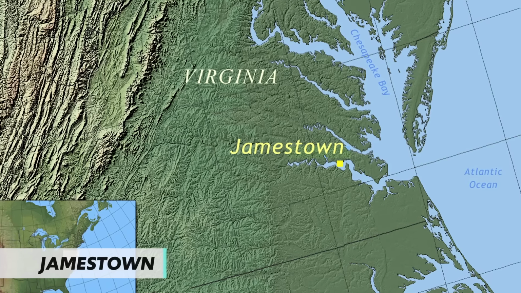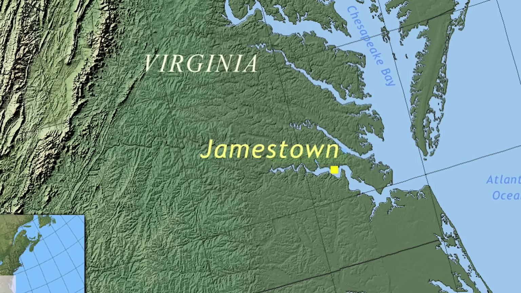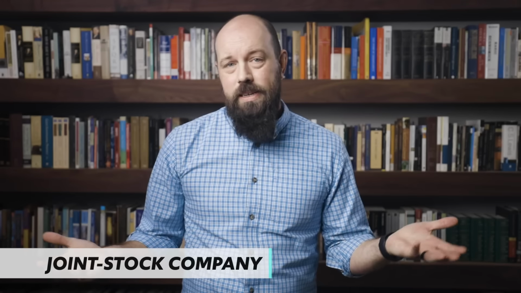So the first North American colony established by the British was Jamestown in 1607, and the establishment of Jamestown was financed by a new economic model of funding called a joint stock company. Now, this is kind of a big deal, so let me explain.